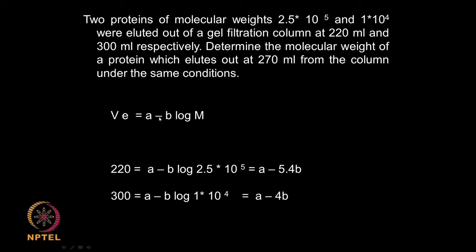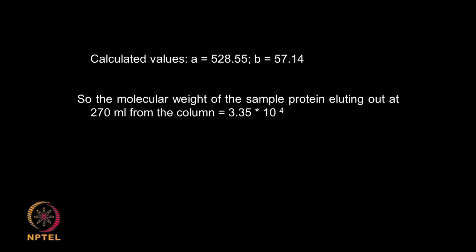We have a minus term here because as the molecular weight increases, the volume goes down, right? As the molecular weight increases, volume goes down. So, at 220 ml you know the molecular weight, at 300 ml you know the molecular weight. So, you can calculate A and B from this, and then for the unknown we know the elution volume, we can calculate the molecular weight. So, A and B are calculated. When it is 270 ml elution volume, the molecular weight is given like this.